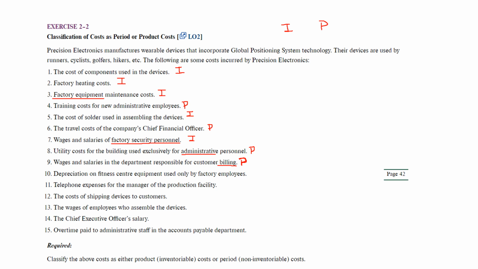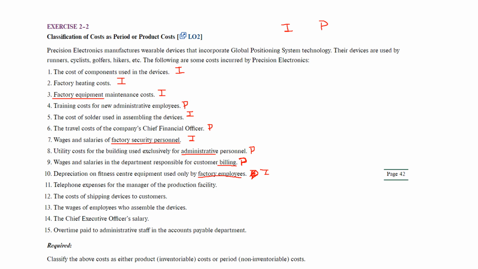Depreciation on fitness center equipment used only by factory employees. So this is a little different. Depreciation on fitness center equipment used only by factory employees. So this is going to be a product cost. The reason being, erase that. This is going to be a product cost because it has to do with the factory employees. It is manufacturing overhead because of the fact that it is related to the factory employees.